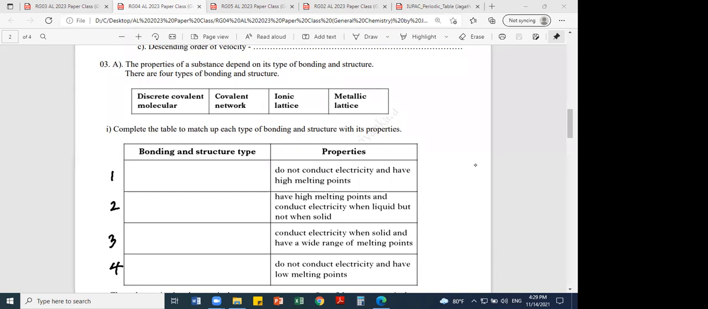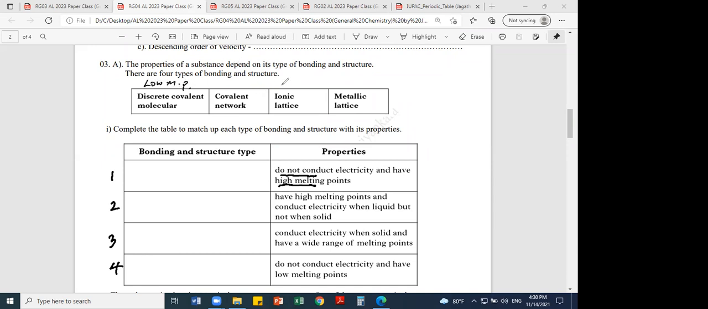Number 1, they have given do not conduct electricity and have high melting point. High melting point but does not conduct electricity. So metallic lattice conducts. What is the most suitable one? Covalent molecule, no, low melting point. This one has low MP, low melting point. Covalent molecule. Discrete means like carbon dioxide, sulfur dioxide, like that. Low melting point.